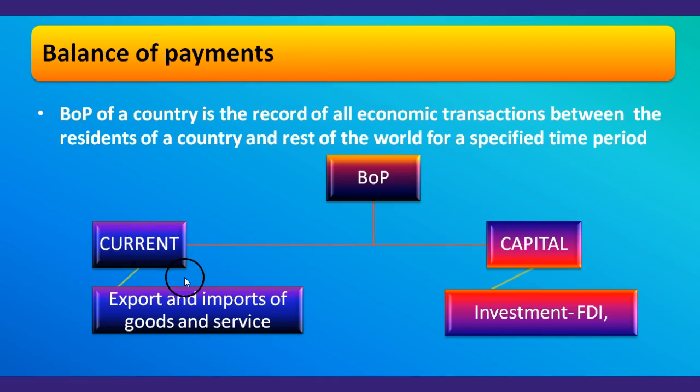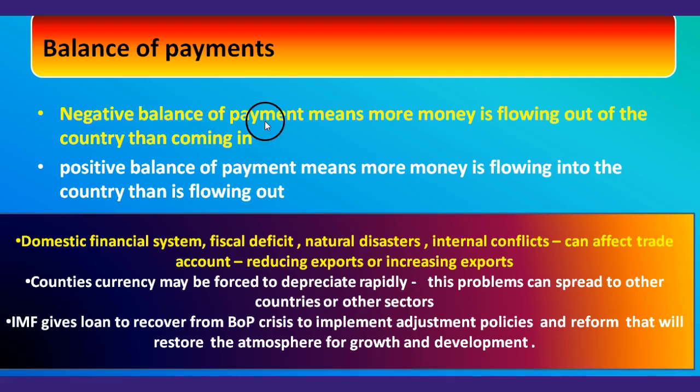The current account can be deficit or surplus. Also the capital account can be deficit or surplus. Altogether, we will determine the nature of balance of payment, whether it is positive or negative. Negative balance of payment means more money is flowing out of the country than coming in. Positive balance of payment means more money is flowing into the country than is flowing out. In negative balance of payment, less money is received by the domestic country and more money is going out. In positive balance of payment, more money is received by the domestic country than the money which is going out.